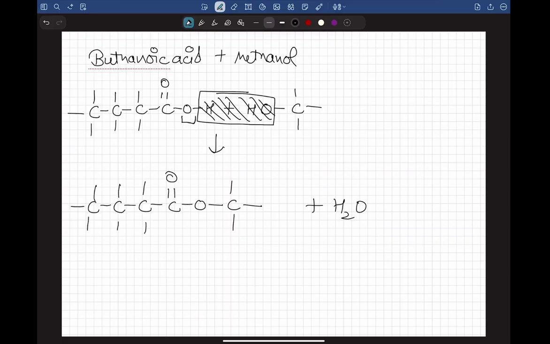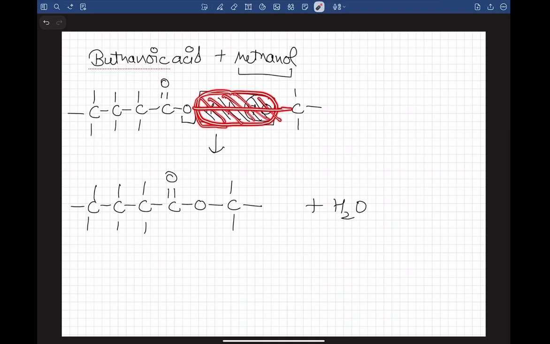Alright, so some children face confusion in understanding, or they're not able to see directly from the equation how H2O is forming as a product. For that, I've asked you to use this method, that alcohol you should write in such a way so that OH is closer to the acid. Why? Because here you can directly see that OH is combining with this hydrogen. So this can be cut out and the remaining everything can bond directly. This oxygen can bond directly with the carbon.